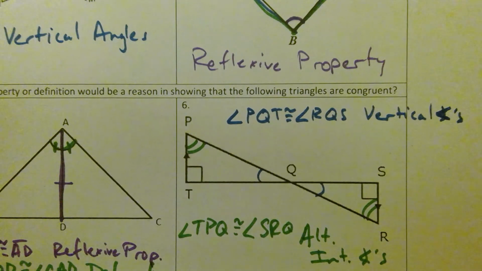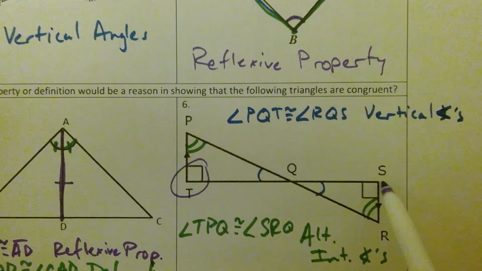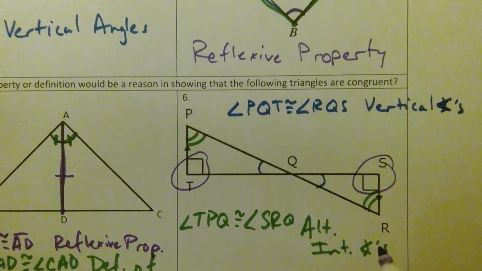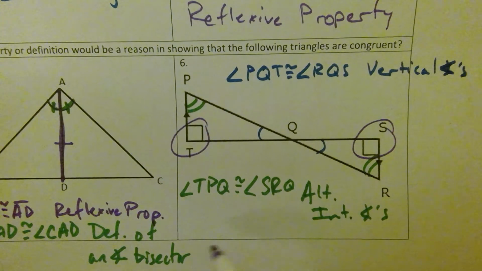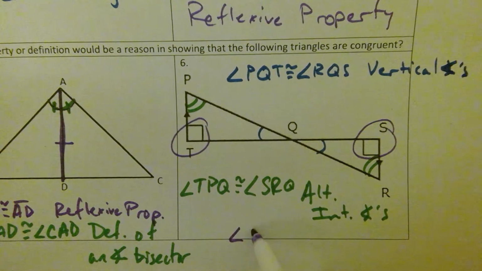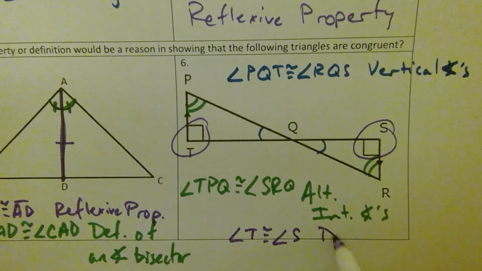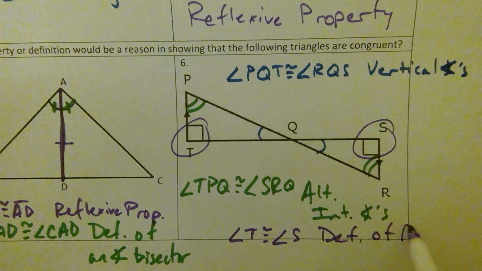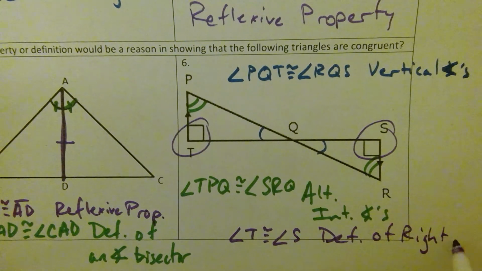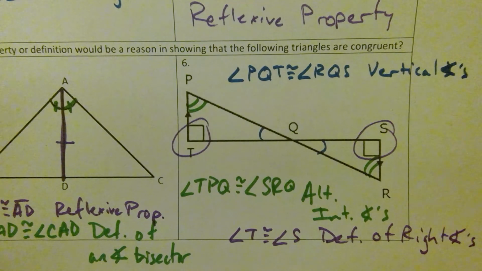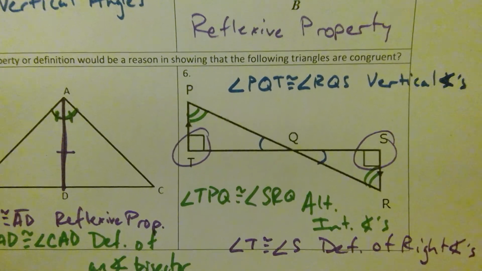Okay, and there's one more here, and this is a little bit tricky. This is one of our definitions, that we've got a right angle and a right angle. Okay, so we know that angle T is congruent to angle S because of the definition of right angles, or all right angles are congruent. Okay, so go ahead and work on the notes on the back of this page in order to prepare for your pretest today.